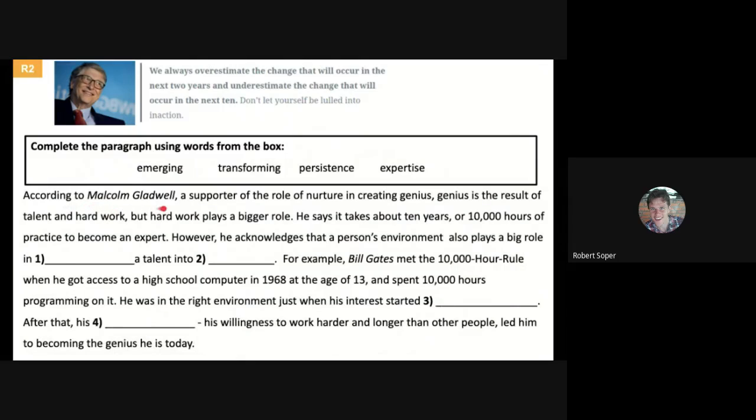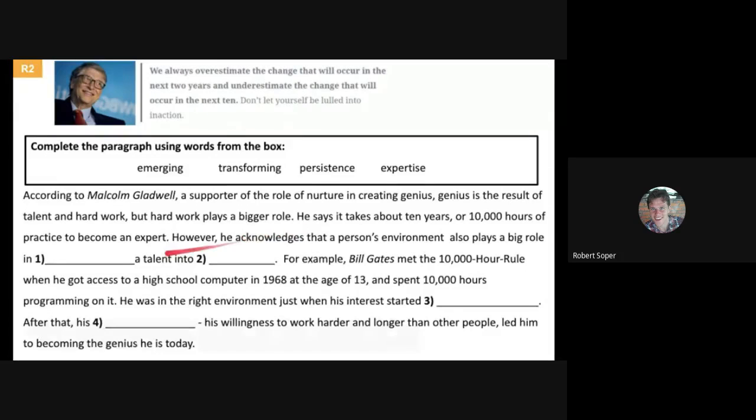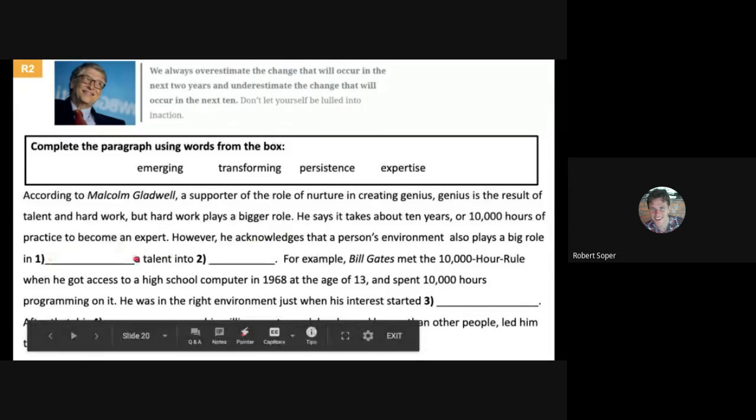So, according to Malcolm Gladwell, a supporter of the role of nurture in creating genius, genius is a result of talent and hard work, but hard work plays a bigger role. He says it takes about 10 years or 10,000 hours of practice to become an expert. However, he acknowledges that a person's environment also plays a big role in transforming a talent into expertise.